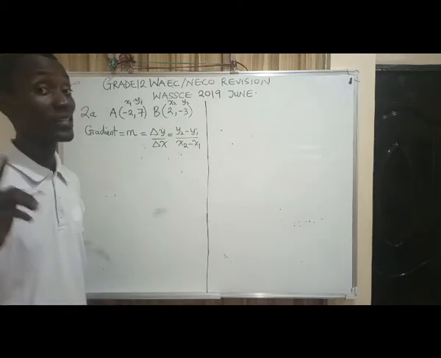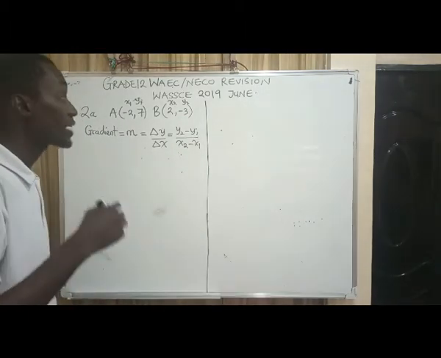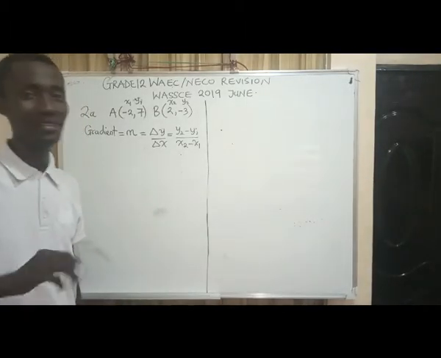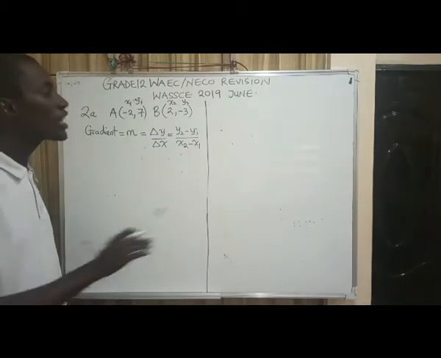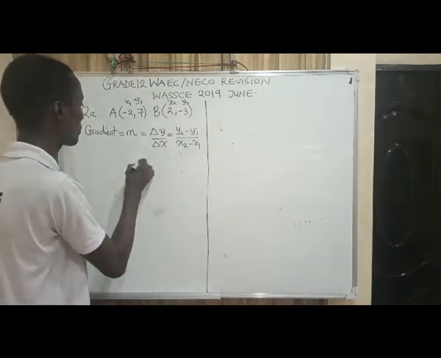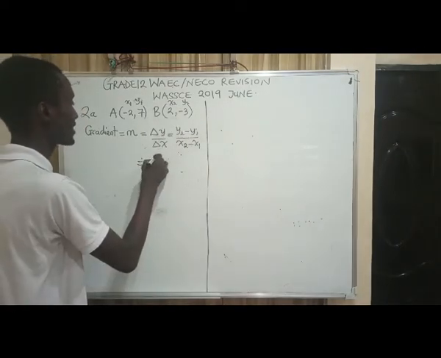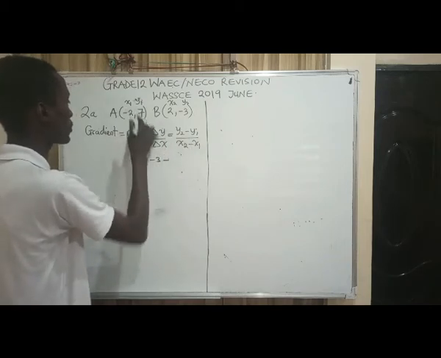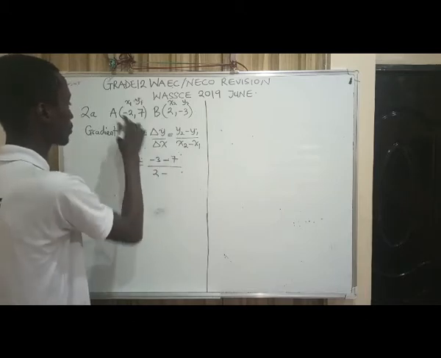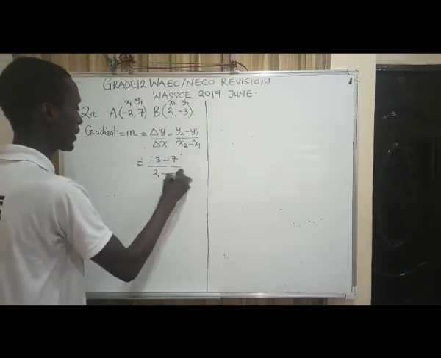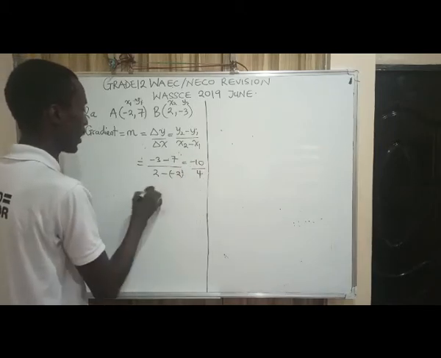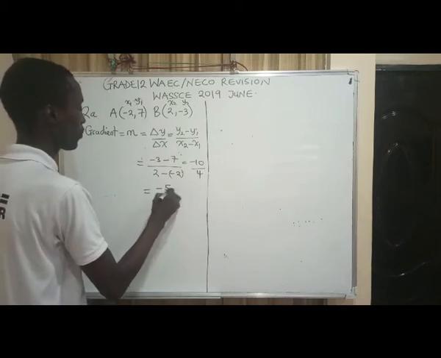Now please let me also emphasize at this point, if you say y1 minus y2 over x1 minus x2, you will still get the same answer. Do you understand? But the key thing here is for you to be consistent. Alright, so this will give me y2, which is -3, minus y1, which is 7, all over x2, which is 2, minus x1, which is -2. So this will give me -10 over 4, and that will give me -5 over 2.